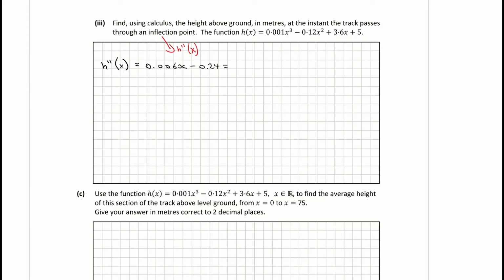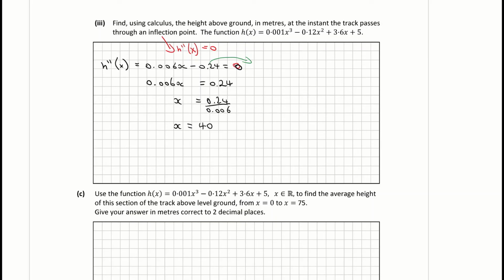And to find the point of inflection, you let that equal to 0. So I'm letting it equal to 0 and solving this equation. What I'm going to do now is move the constants to the right and x's on the left. So I'm adding 0.24 to both sides. So 0.006x is equal to 0.24. To get x, I'm dividing across by 0.006. So 0.24 divided by 0.006, and that divides in 40 times.